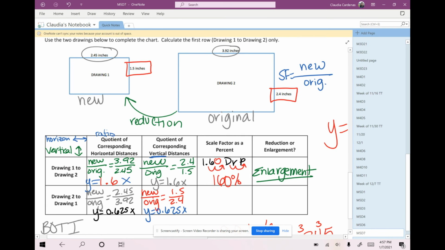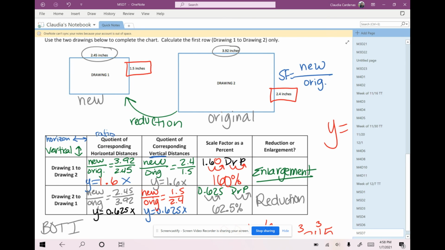And so I can write that as the equation, okay? And now with that decimal, we move it over 2 places to the right using Dr. P. And let's see what we get as a percentage. We get 62.5%. So were we correct in our prediction? Yes, we are. It is a reduction. And we know that because the scale factor is less than 1 and the percentage is less than 100%.